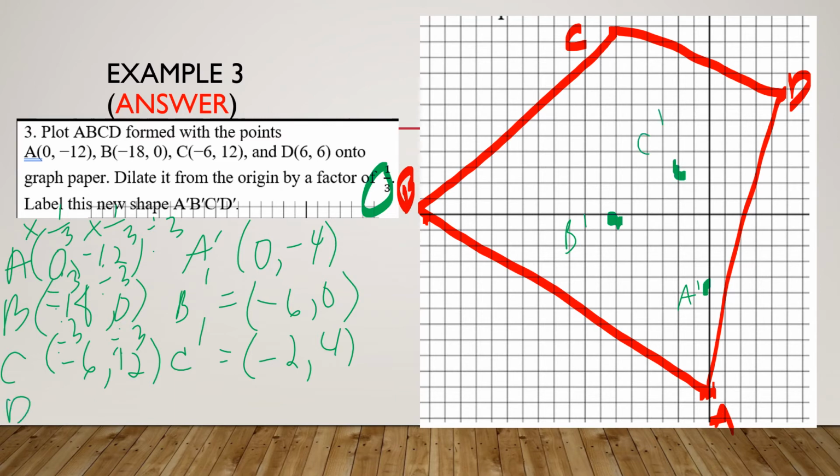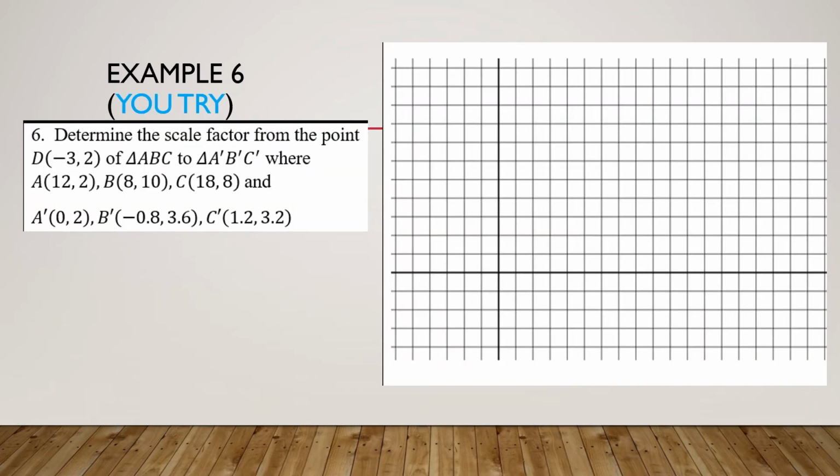And then finally, D was 6, 6. Again, 1/3. You could think of that as dividing it by 3. So D prime would be 6 divided by 3 is 2, 2. So then we would go right 2, up 2 for D prime. And then we would connect those. So again, we could see that it's the same shape. It's just been shrunk down.